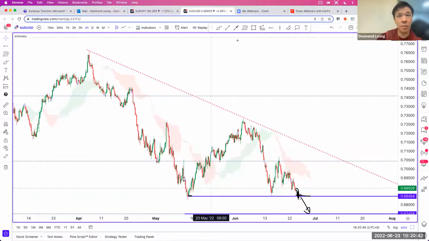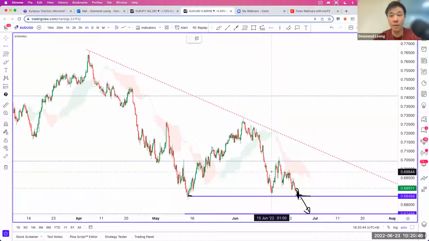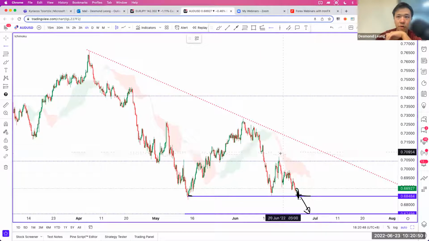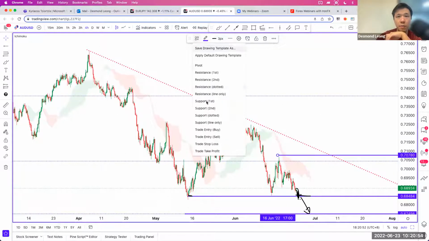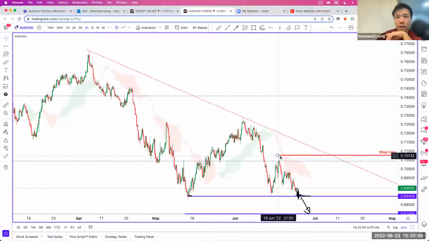In terms of stop loss placement, you must think about it. The further you put your stop loss, is there a reason why you put it at a certain level? Some people want to put their stop loss over here. Imagine if you put your stop loss over here, it is so far away, and it becomes not valid anymore.